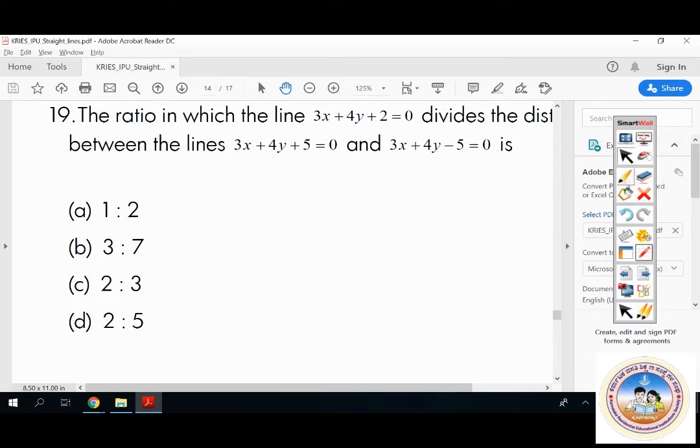So those two are 3x + 4y + 5 = 0. Let me call this equation 1 and this is equation 2. This is the third line. So the ratio in which the third line divides the distance between the first and the second is asked.